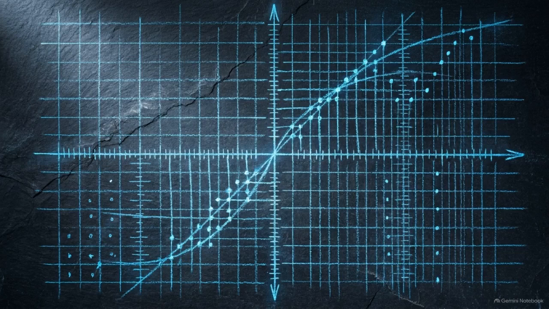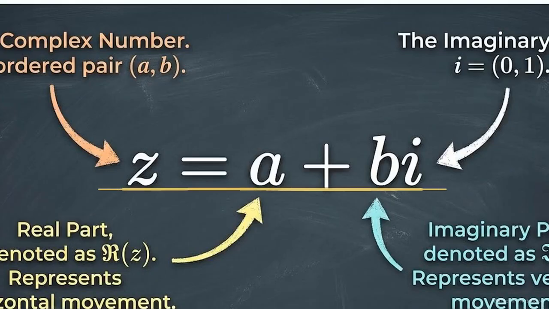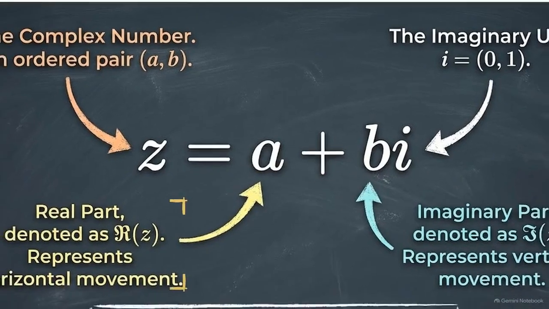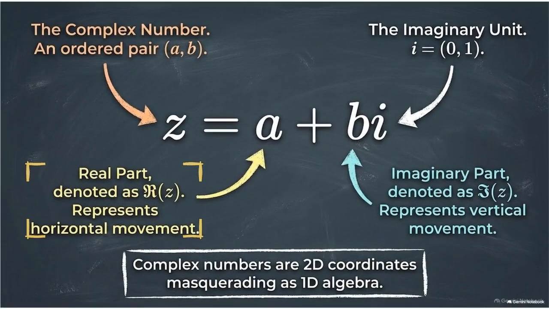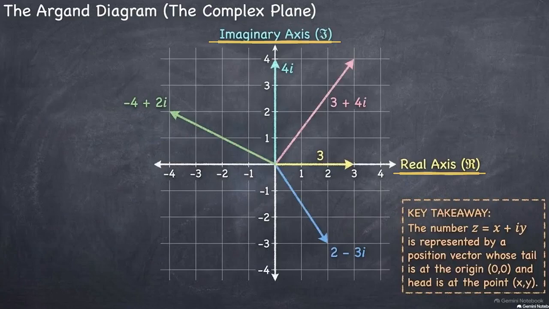By adding that vertical axis, we leave the 1D number line behind and enter a 2D arena called the complex plane. This breakdown shows the anatomy of a complex number, written as z equals a plus bi. The yellow arrow highlights the real part, dictating horizontal movement, while the blue arrow points to the imaginary part, controlling vertical movement. This graph charts exactly how those two components work together.